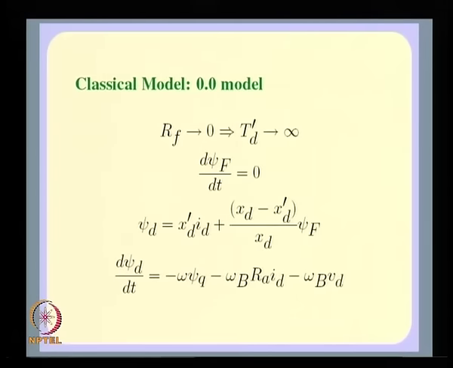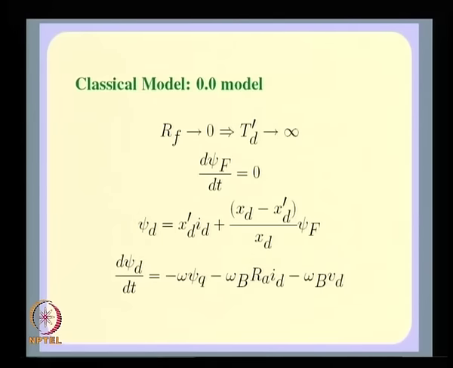If T d dash tends to infinity, you are in effect saying that the field winding flux does not change. So, d psi f by d t is equal to 0, and psi f becomes a constant. So, you have got rid of the last remaining differential equation of the rotor field winding. You have effectively said that psi f is simply a constant.